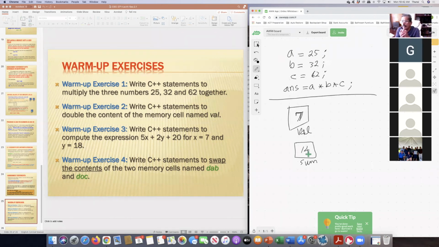Anybody else? Is it because I put sum? It's not supposed to be sum. It's supposed to be the new value of val. Yes. You cannot use a different variable like sum, because then you're putting it in another memory. But we need to replace the val itself with 14. It had a 7 before. Now it has to have 14, right? Yeah, I get it. Okay.